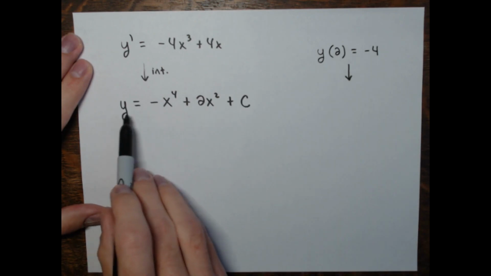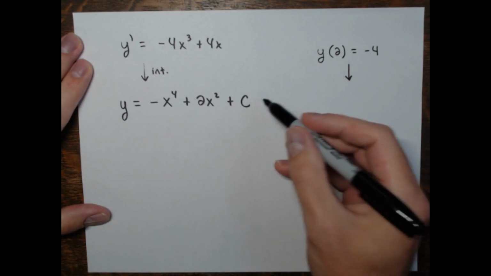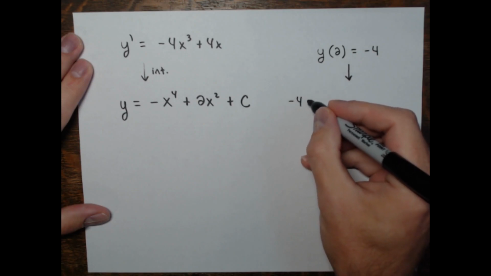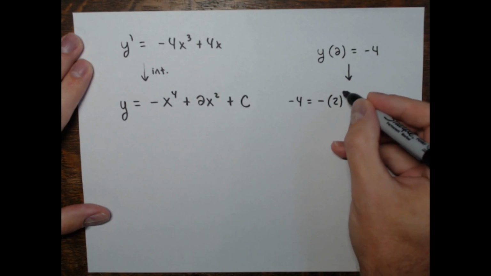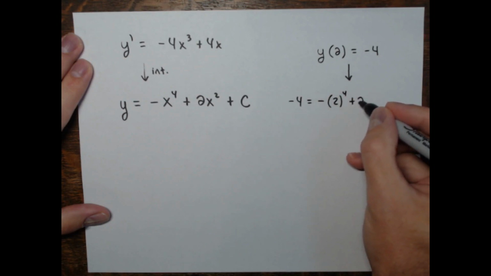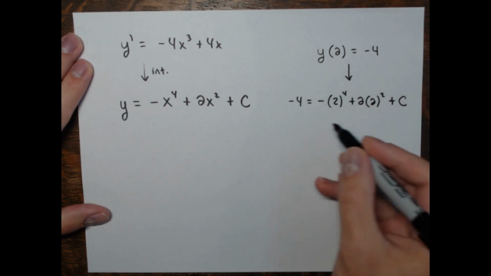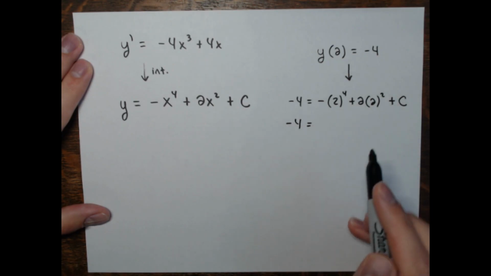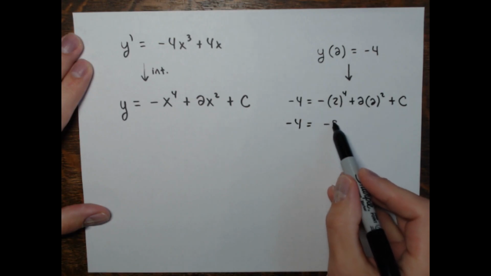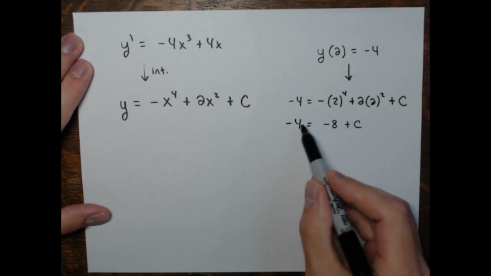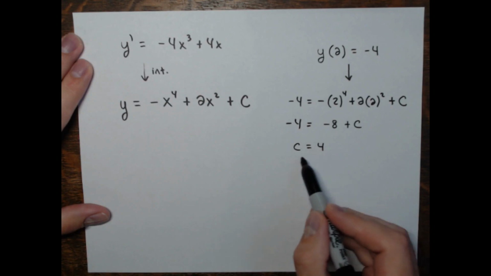So I go through my general solution here, replace y with -4 and all the x's with 2, and we'll find this c. So I got -4 on the left equals, the opposite of 2 to the fourth plus 2 times 2 squared, and then plus some constant. So that's -4 equals, this would be -16 plus 8. So that's -8 plus our constant. And then adding 8 to both sides, we get c equals 4.